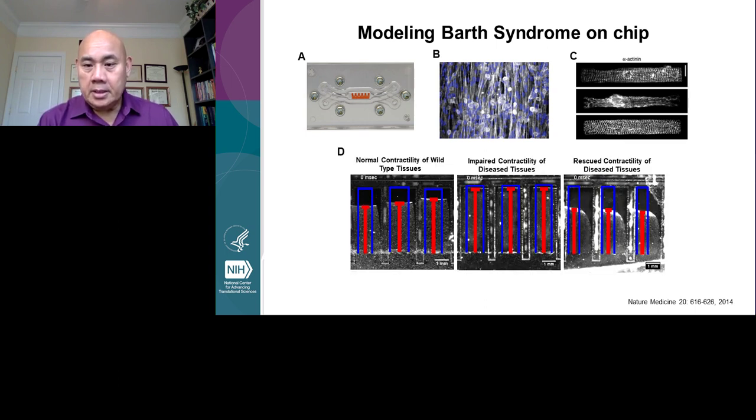This is also shown in the beat rate. I guess the video is not showing, but essentially what you would have would be slow beating in the left-hand corner of D, and then the one in the middle would be cardiomyocytes from a Barth patient that is showing the cardiomyopathy and it's not beating or hardly beating, and then restoration of the contractility of the Barth syndrome cardiomyocytes when treated with radical oxygen species scavengers or treated with a cDNA that restores function into these cardiomyocytes.